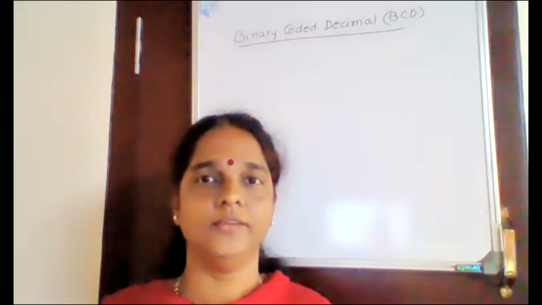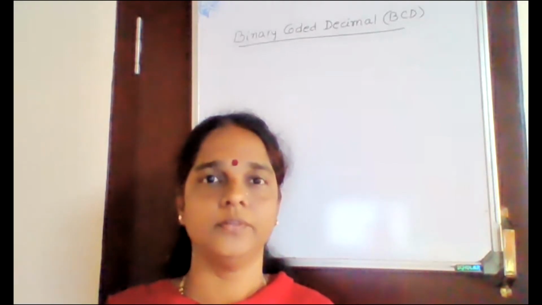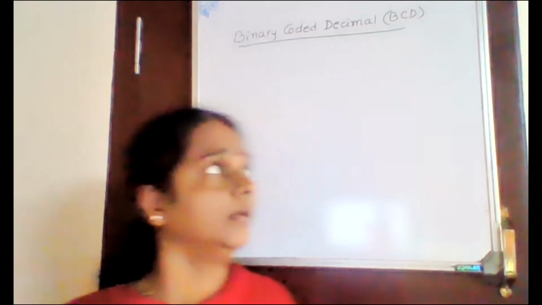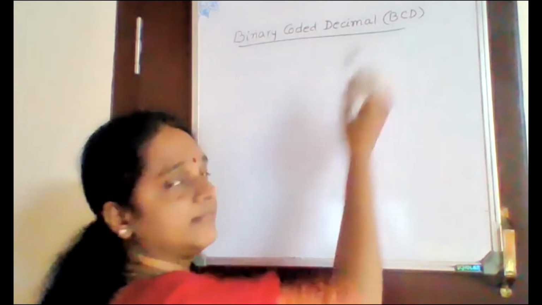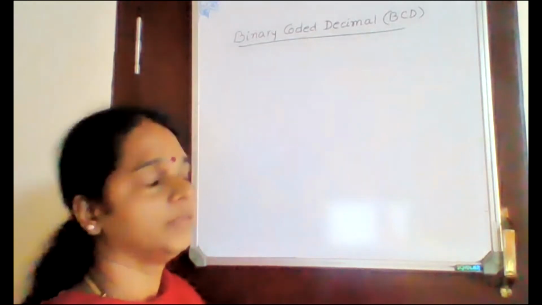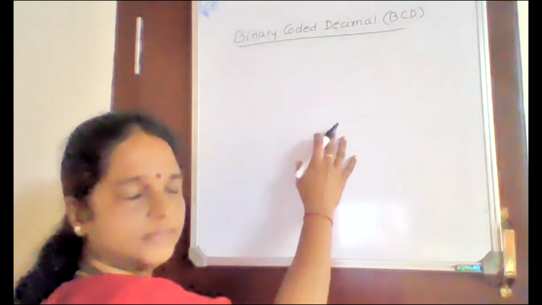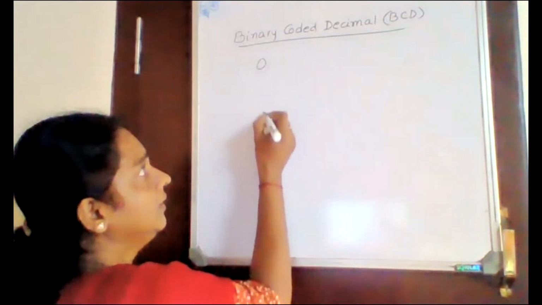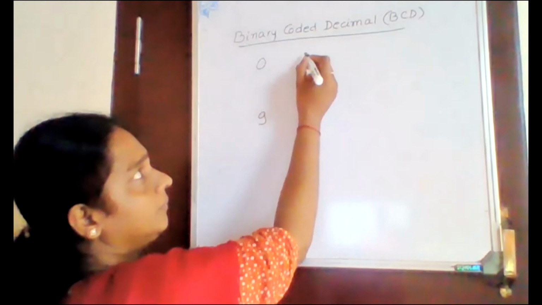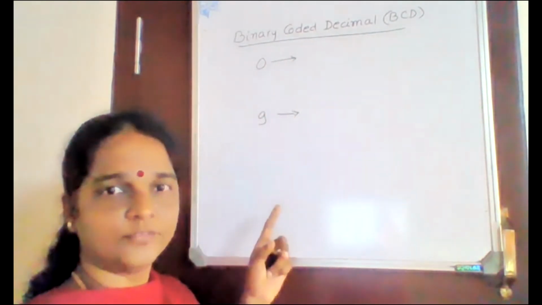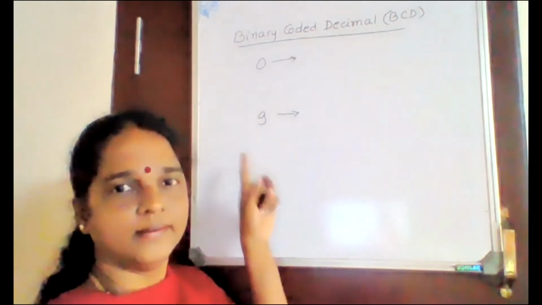Good morning. In today's class, we'll discuss the binary coded decimal number system. It's also called the BCD number system. Here we are writing the decimal numbers 0 to 9 in binary form. The respective binary forms are written for the decimal numbers.